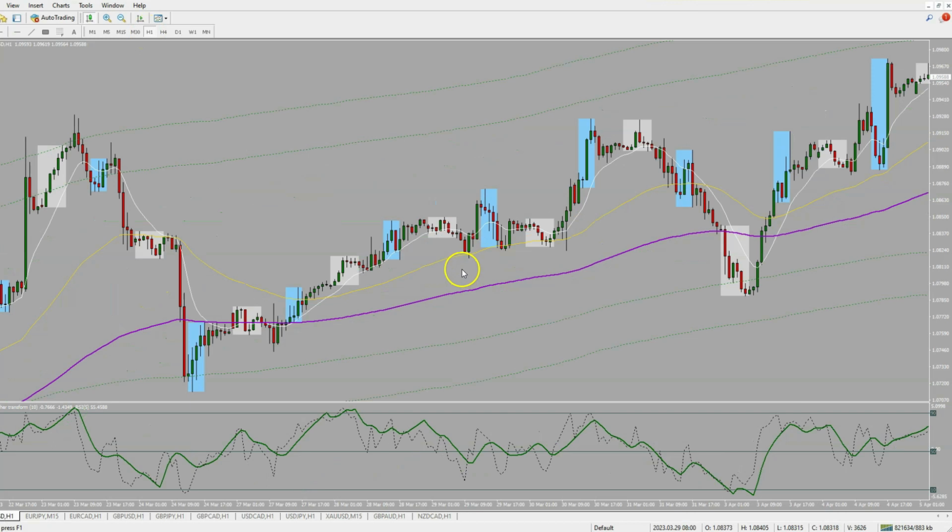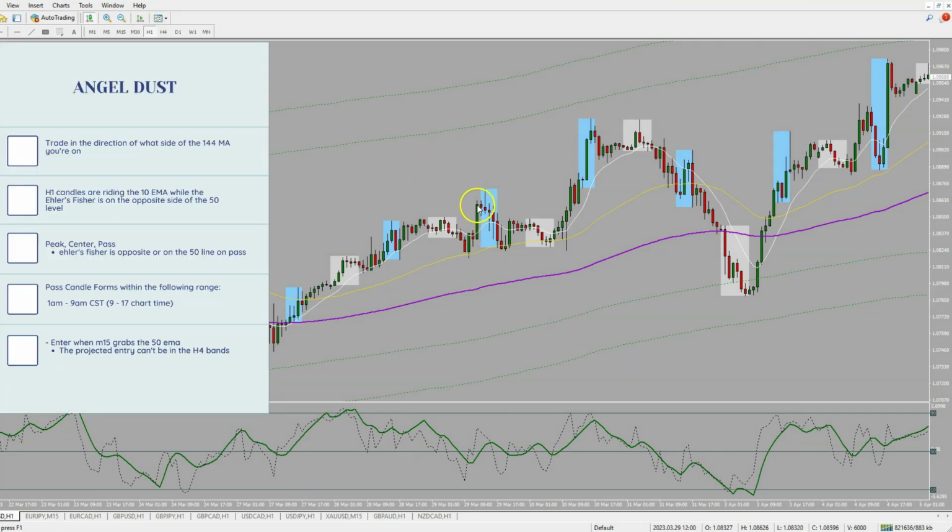All right, here we are on the Euro USD. We've got price hovering along, or coasting along the 10 EMA. At the same time, the Ehlers Fisher is under the 50 level. It's in and out, but the main thing is that we want it under the 50 level when the pass candle happens. But we've got our peak comes down up into a center point. Let's draw a line there on the center point, the top of the candle body. Oops. And then it comes down again and it comes up.